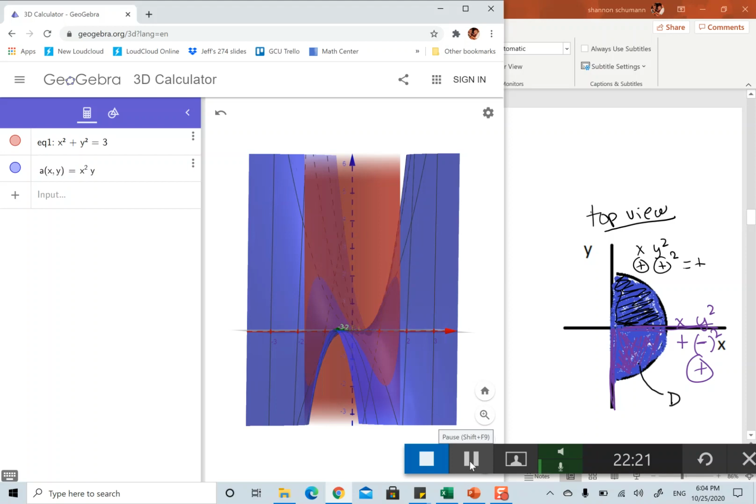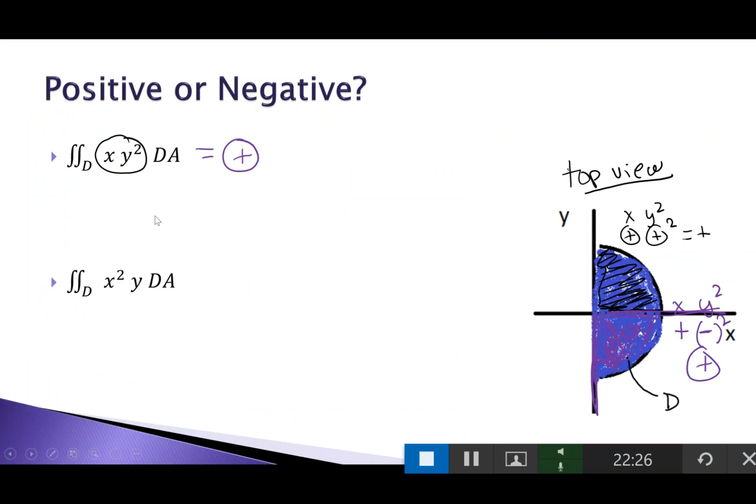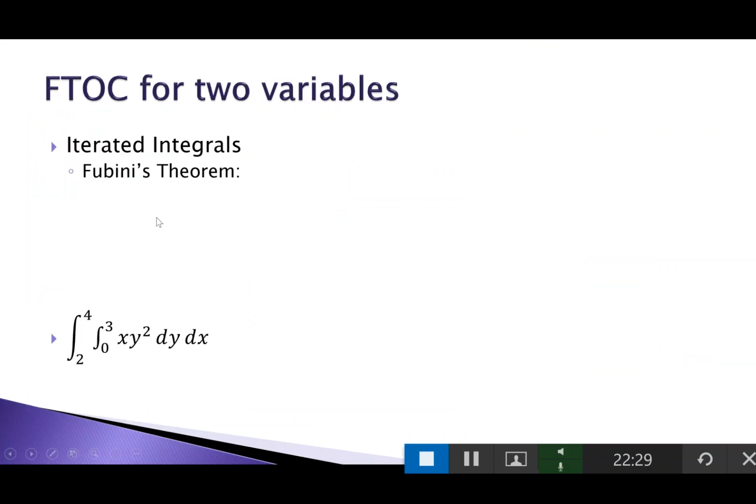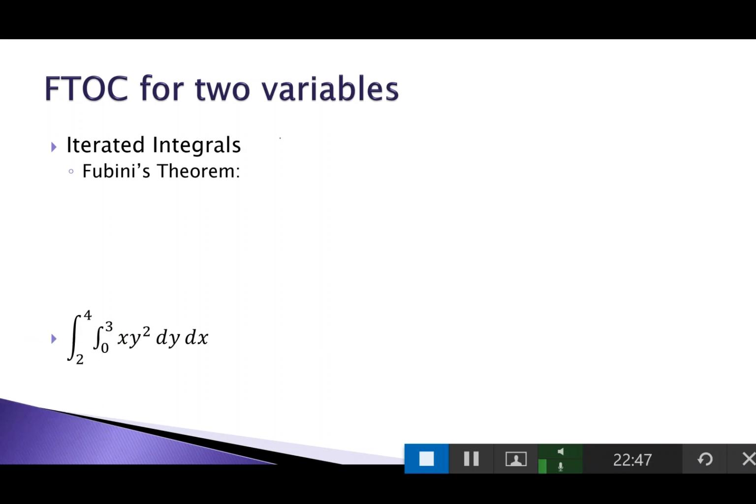Let's go back to the PowerPoint. Okay, we also have a fundamental theorem of calculus for two variables, and we do what are called iterated integrals. This is due to an Italian mathematician named Fubini. He's a really smart guy. And here's what it says: you work inside out. That's it.